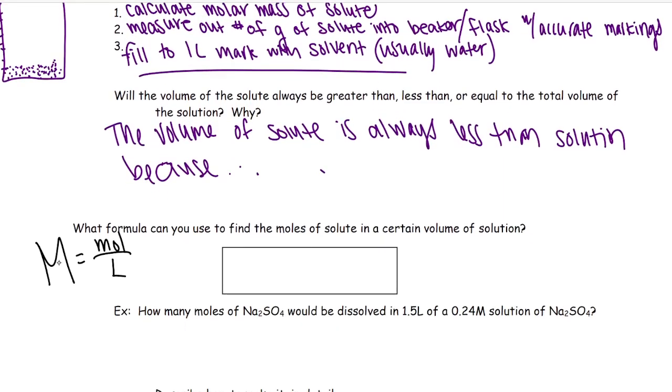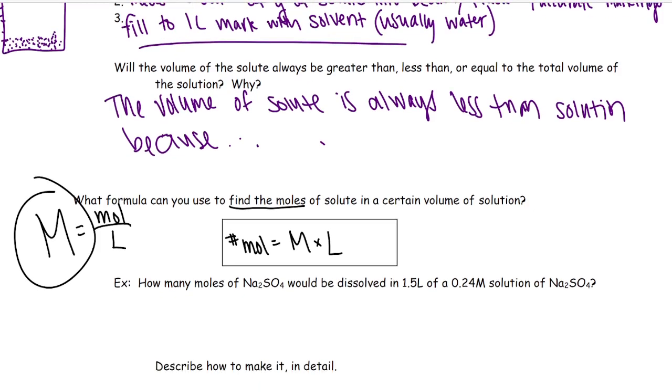But if we are not solving for molarity, but we're solving for the number of moles, we would just manipulate that equation to get moles by itself. So you would have the number of moles of solute is equal to the molarity times the number of liters of solution. So in this case, it does need to be in liters.